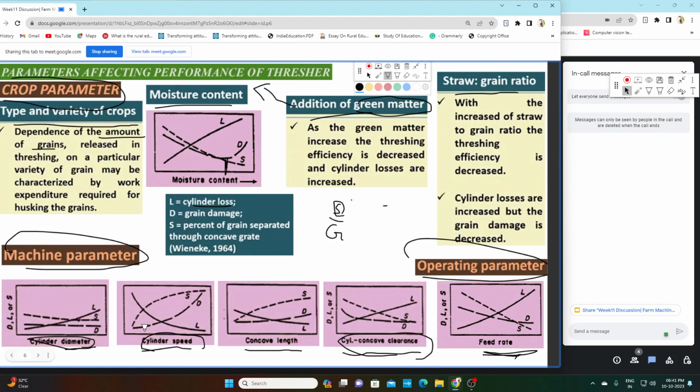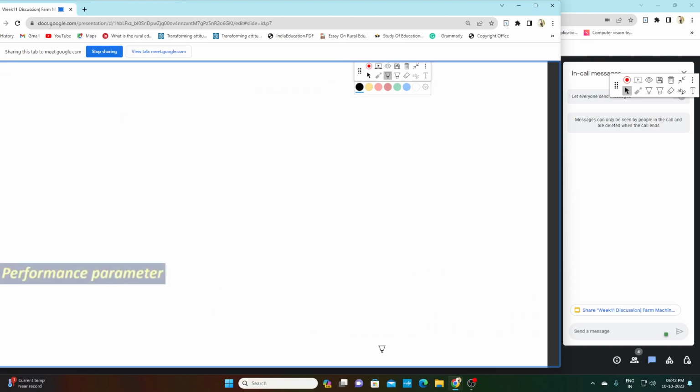You can see the trends in the curves. Then we have the third parameter, the operating parameter, which is the feed rate. By the curve you can know how the damage, loss, or separation efficiency is affected. Let me move to the next slide.